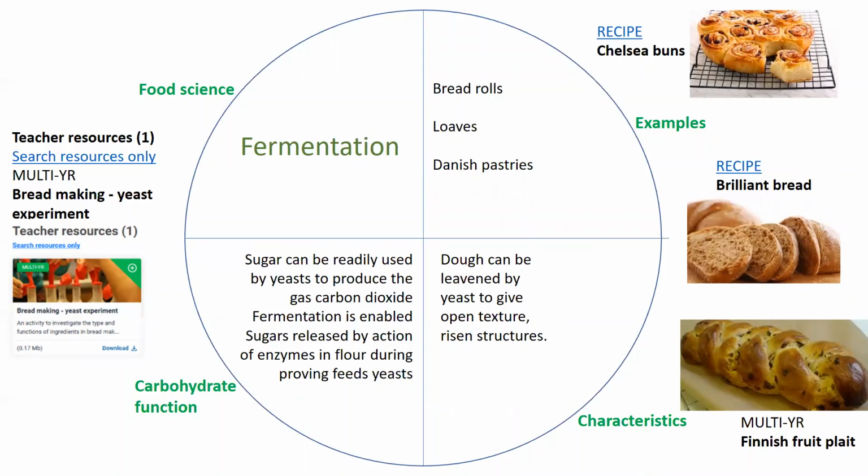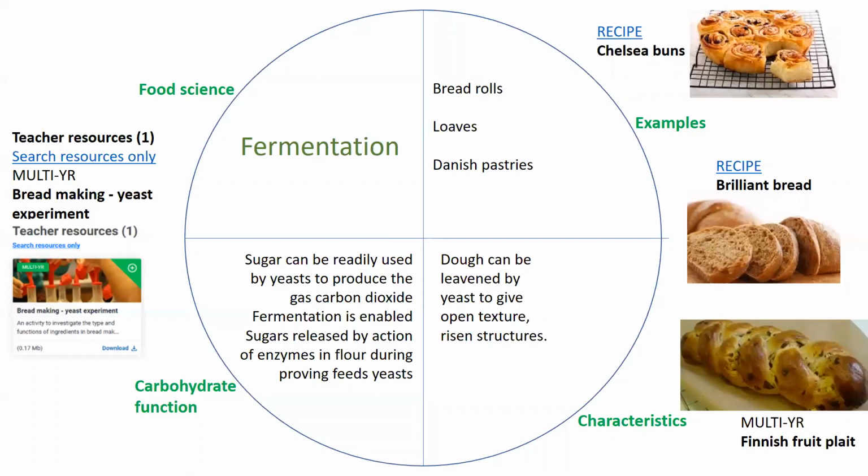Remember now that all the grain chain recipes and worksheets are available through Food Effective Life, so you have loads of worksheets, recipes and food science information sheets available to you. When you revisit bread dough at Key Stage 4, you may choose to do more yeasted products such as hot cross buns, Chelsea buns, a Finnish fruit plat or brilliant bread, for example. All those recipes on Food Effective Life.